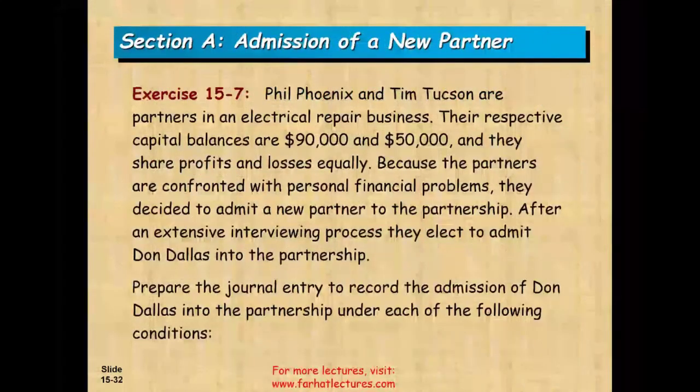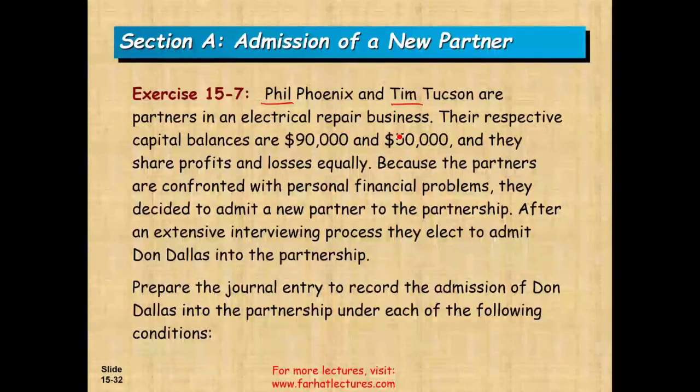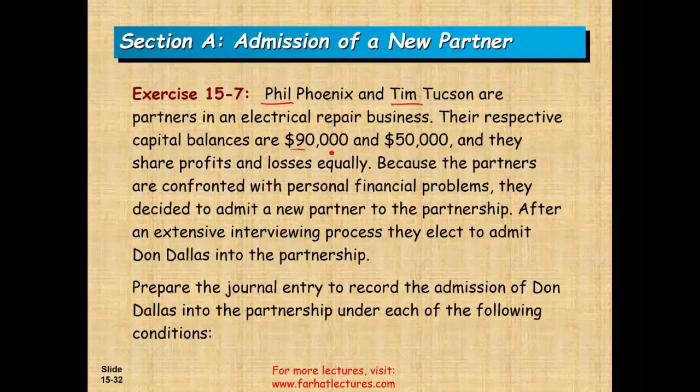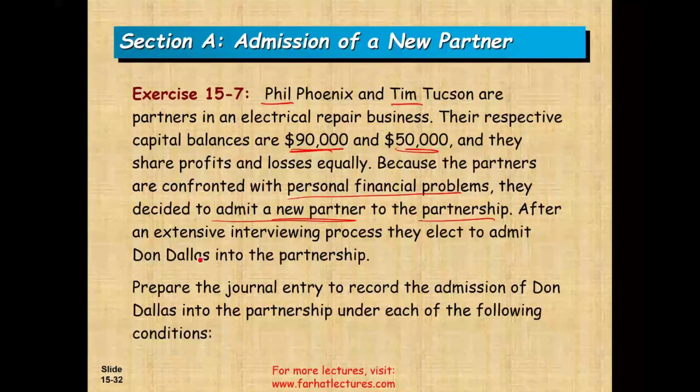Okay, so the best way to illustrate this is to work examples, and we're just going to start with very simple examples, then build up. We have two partners, Phil and Tim, who are partners in an electrical repair business. The respective capital balances are $90,000 for Phil and $50,000 for Tim. And they share profits and losses equally. Because the partners are confronted with personal financial problems, they decided to admit a new partner, so they need money. After an extensive interviewing process, they elected to admit Don into the partnership.